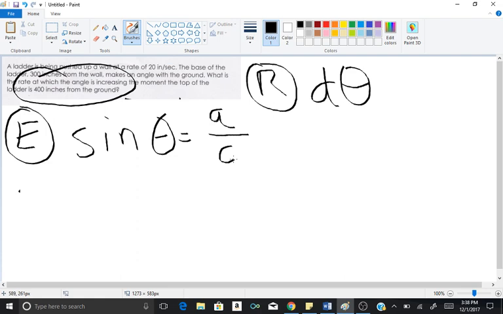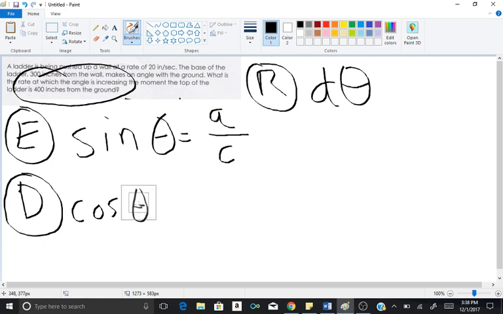Sine of theta is opposite over hypotenuse, in this case, A over C. Now, if I take the derivative of that, what am I going to get? Well, the derivative of sine is cosine theta. But remember, every time you take the derivative of a variable in related rates, we have to account for the rate at which that variable is changing.